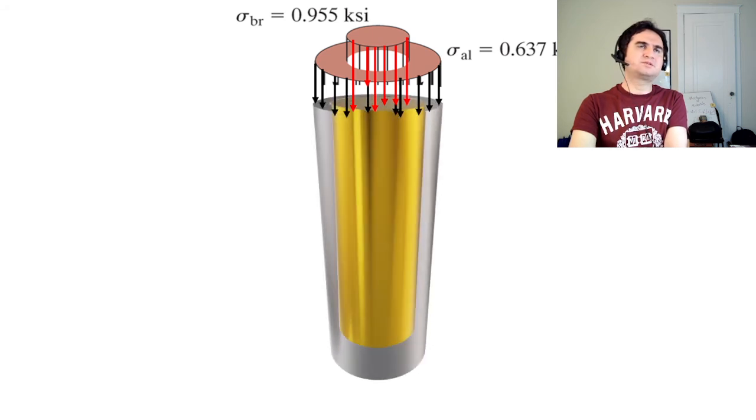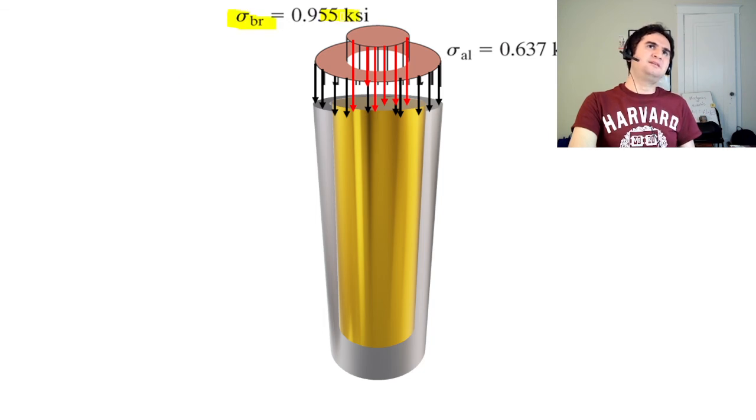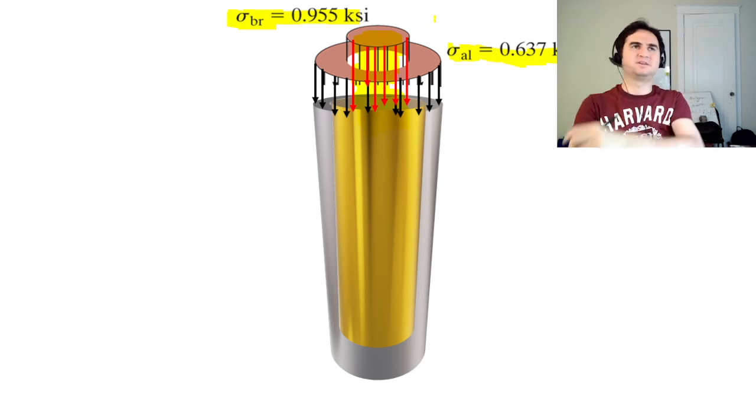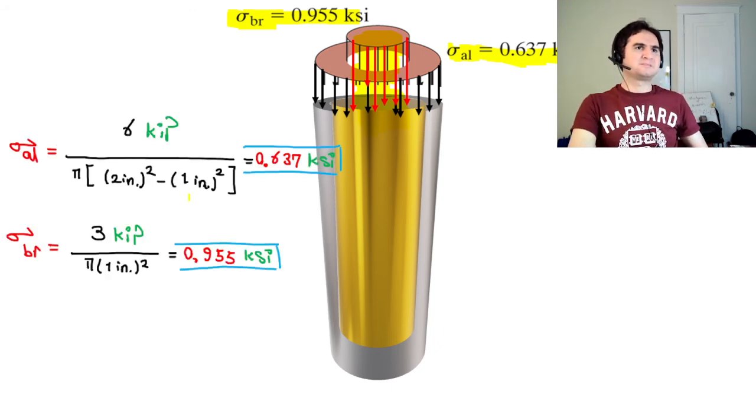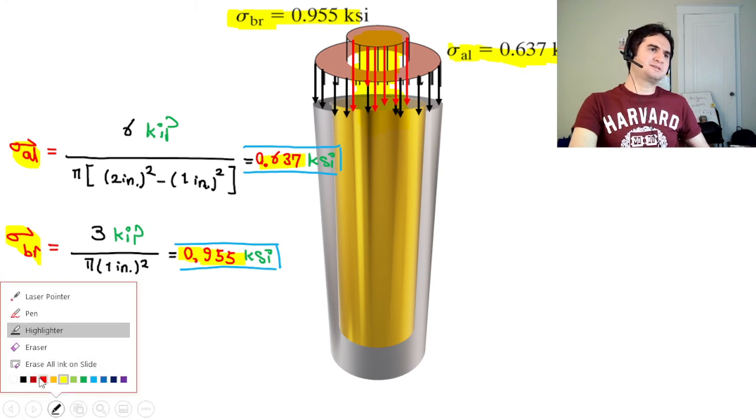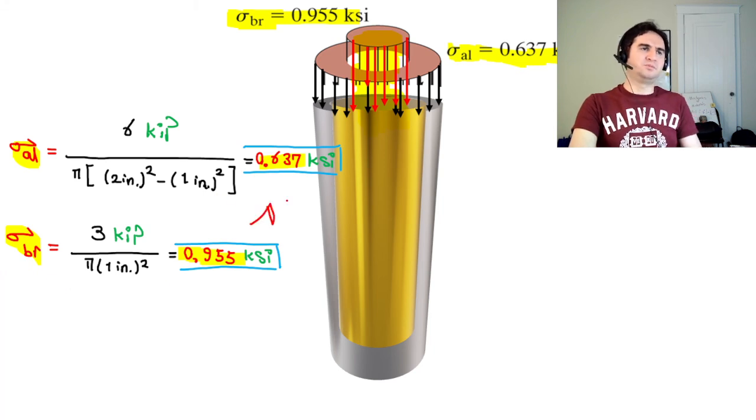By a simple comparison between the two materials, you can easily see that the stress in the inner part, which is brass, is higher than in the outer cylinder, which is the aluminum cylinder. And again, sigma aluminum is 0.637 and sigma brass is 0.955, which you can easily see is higher than aluminum.